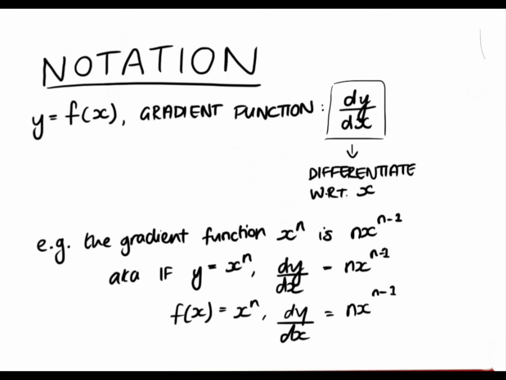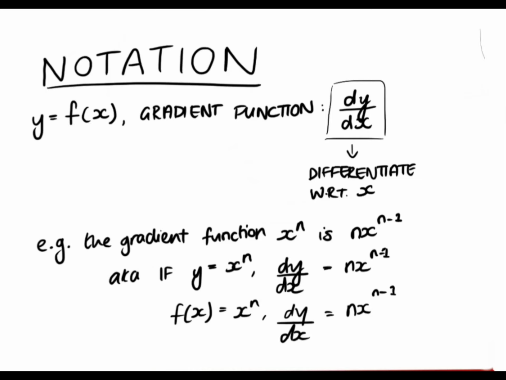In terms of notation, there are different ways of writing it, but the most common one that's used is here. So if y is a function of x, or you could write it as y equals f of x, we write its gradient function as dy by dx. And you can also see it as differentiate with respect to x. It's important to know that even though that symbol looks like a fraction, it's not a fraction at all.